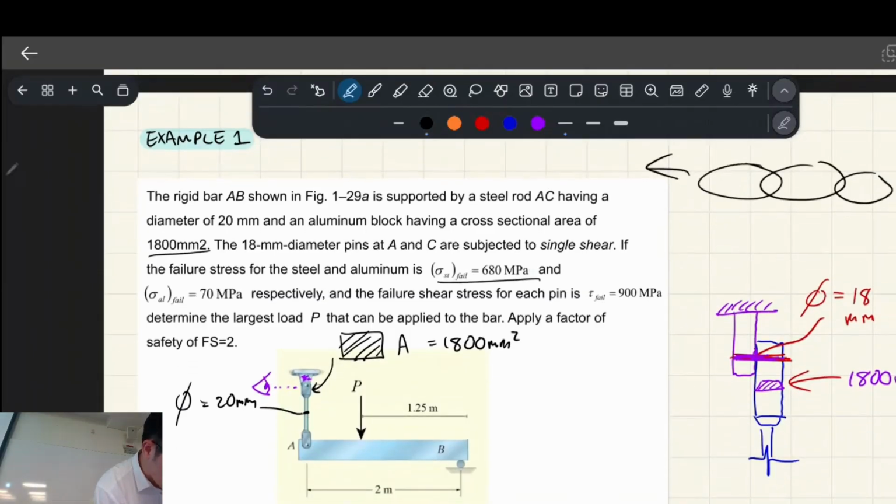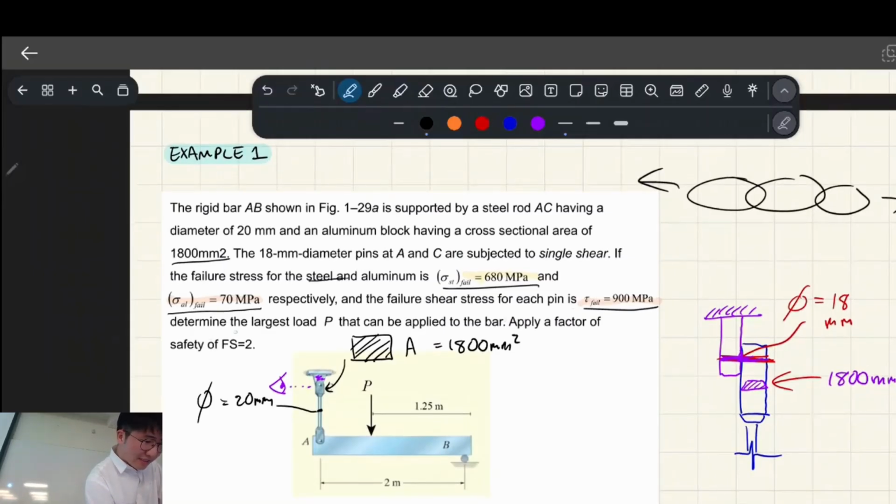So it gives us our failure values, or how much stress each one of those things can take. For steel, it's 680. For aluminium, it's 70. And for the pin, it's 900 MPa. But they also have different cross-sectional areas, so we have to check everything. But firstly, let's find the forces.